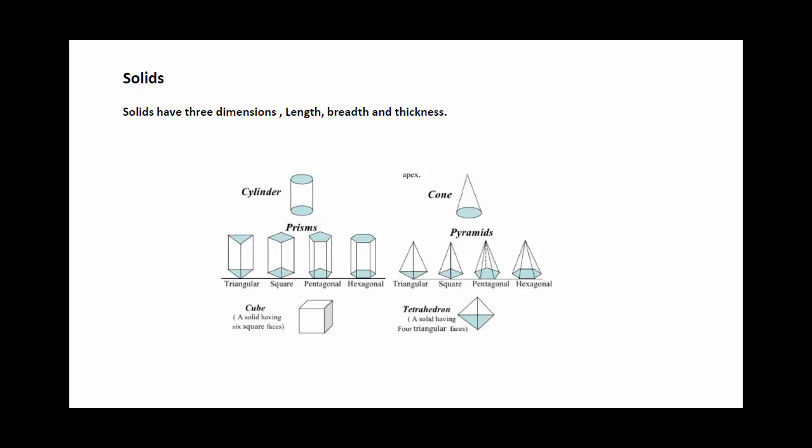Solids have three dimensions, that is length, breadth and thickness. So a solid is a three-dimensional geometry. Likewise, a plane is a two-dimensional geometry. Solids will have three dimensions. Here are some examples of solids, such as cylinder, cube, prism, cone, pyramids, etc.